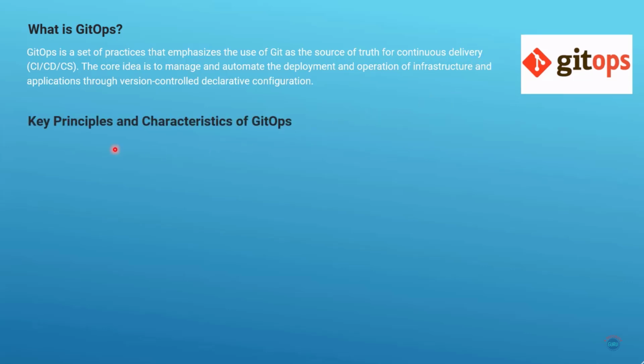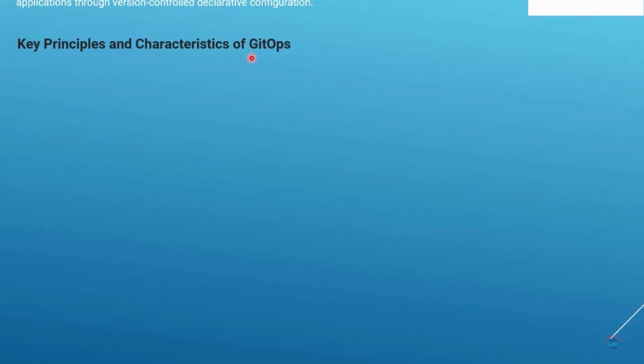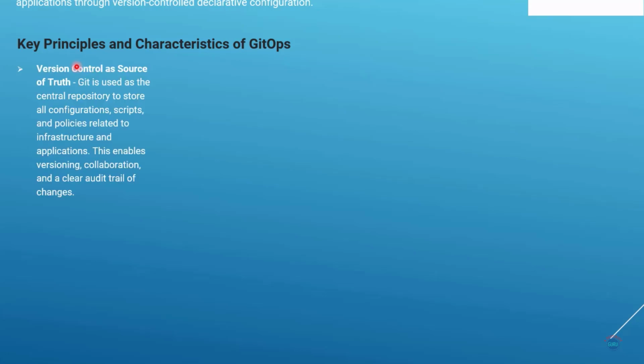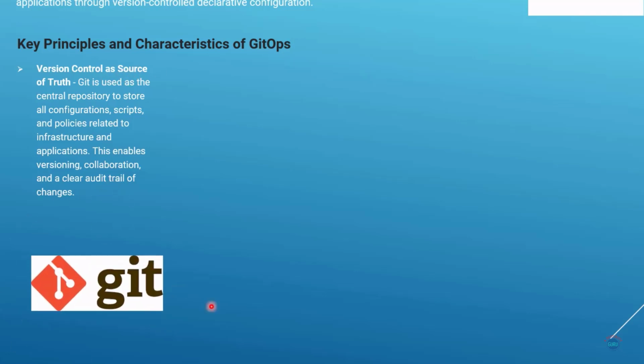Let's go through some key principles and characteristics of GitOps that will help you to understand the idea behind it. First thing is to consider version control as the source of truth. Hence, we need to keep all our configuration, scripts, policies related to infrastructure and applications within Git or any other version control system that we are using. Within this course, we will be using Git and GitHub for the demonstration of our DevSecOps case study.